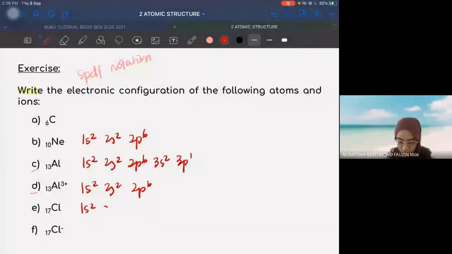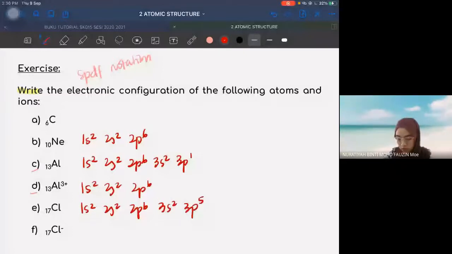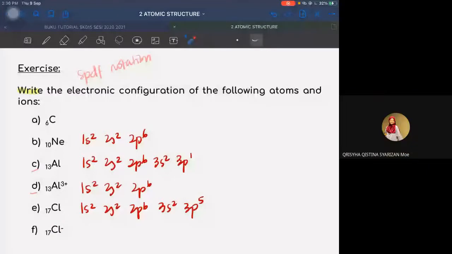1s2, 2s2, 2p6, 3s2, 2p5, 3p5. So, when you have chloride ion, you have a minus one charge. That means you will add or remove one electron? Add one electron.